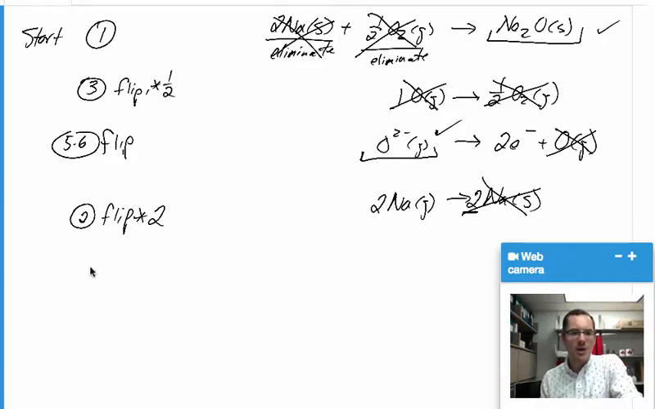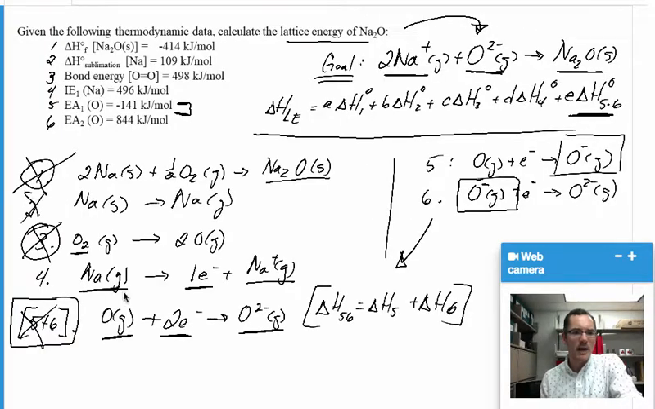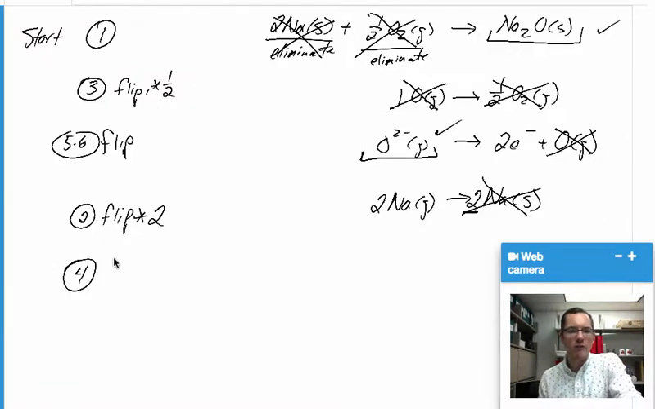And this is nice because the only reaction I have remaining is my fourth reaction. And if you look, my fourth reaction has electrons to work with and my sodium gas to sodium ion gas. I need this sodium ion gas on the left-hand side, and I need 2 of those. So I'm going to flip my fourth reaction and multiply that by 2, and I will get 2 sodium ion gases plus 2 electrons will yield my 2 sodium gases.